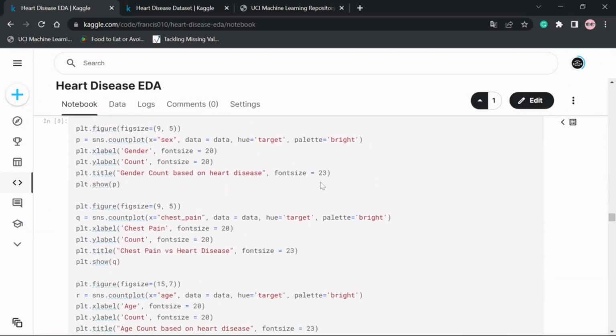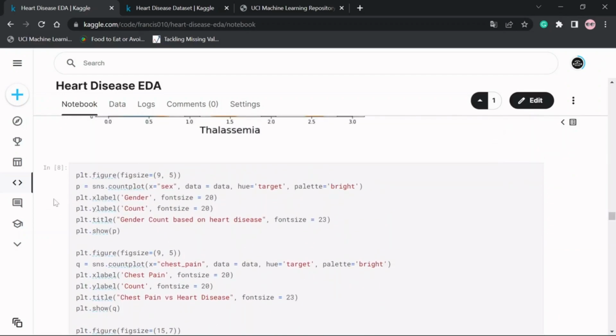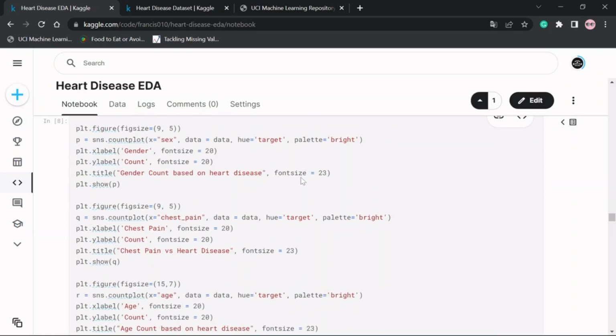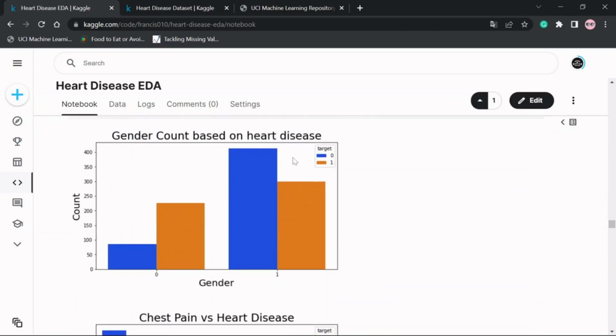Now moving forward, here what we have done is we have done the same histogram plot, but here we have used count plot. What we have done is we have shown the gender count based on the heart disease. Here we can see that 1 is male and 0 is female. Most of the female are having heart disease with respect to the male, as most of the male are not having the heart disease.